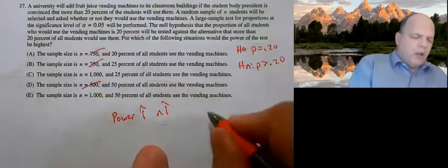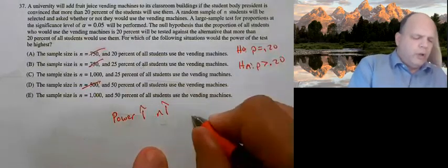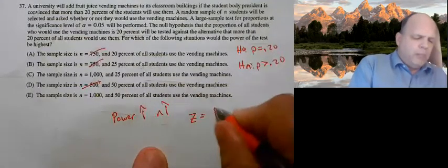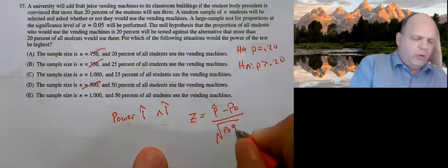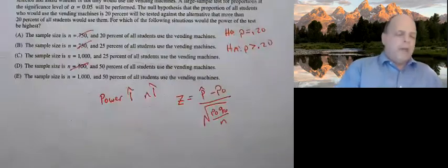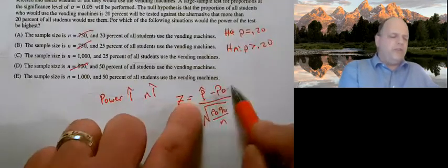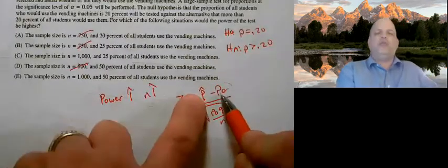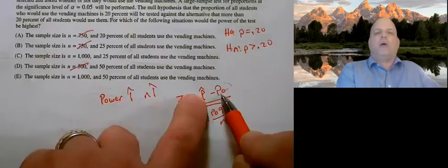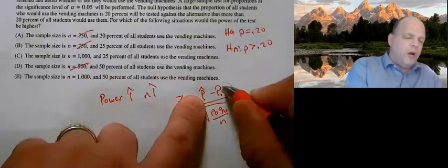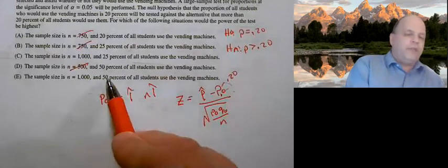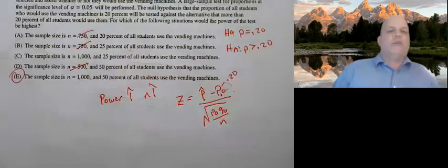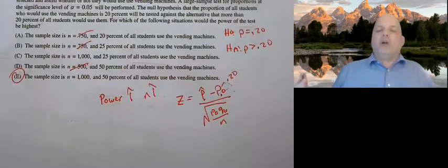Now, let's look at our equation for this. Z equals p hat minus p naught over the square root of p naught q naught over n. Power goes up as this distance gets larger. As these two numbers get further and further apart, power goes up. This value we know is 0.20, so I want to be as far away from it as possible. 50% is farther away than 25%, so this will give me the greatest power. In other words, the farther away it is, the more obvious the lie is.